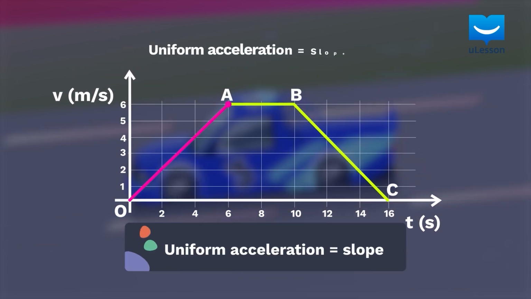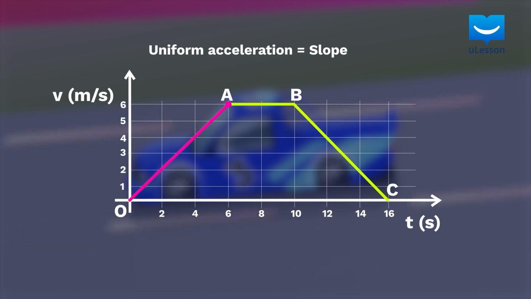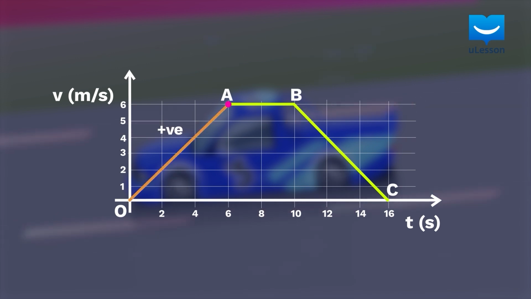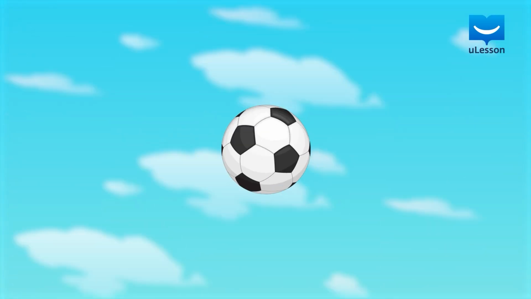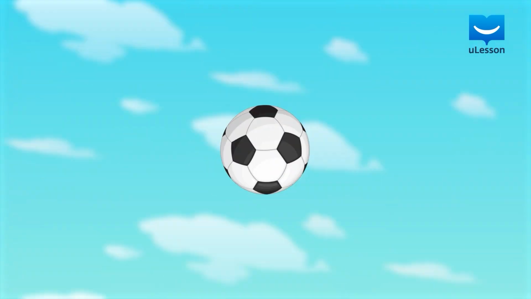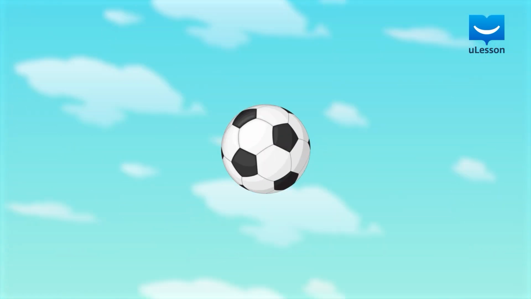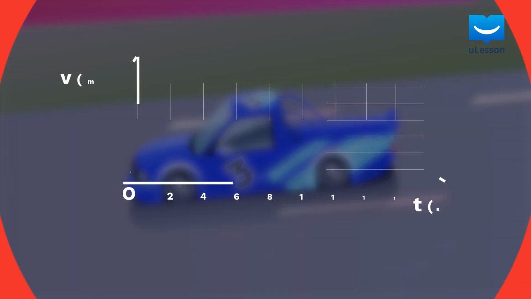This is what uniform acceleration looks like. It is a straight line with a positive slope on the velocity time graph. This slope is the value of the acceleration of the body in that time period. An example of a body undergoing uniform acceleration is a body in free fall under the influence of gravity, assuming there is no air resistance.